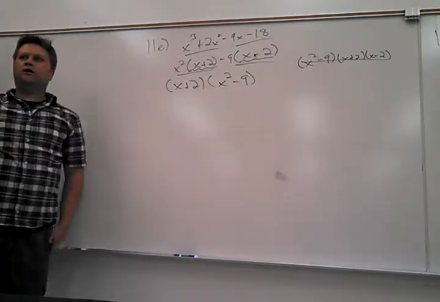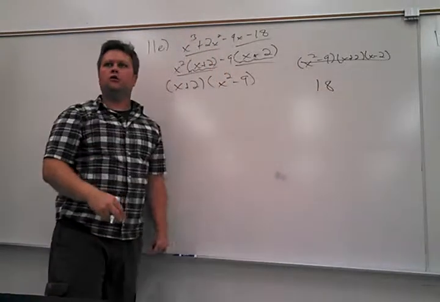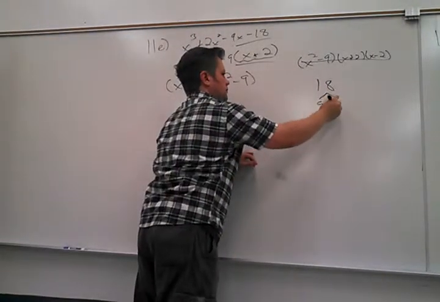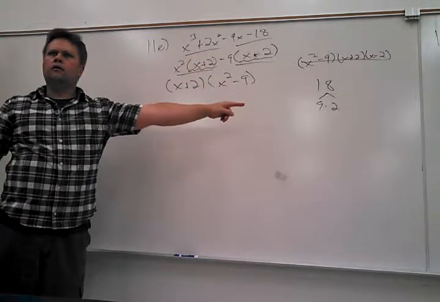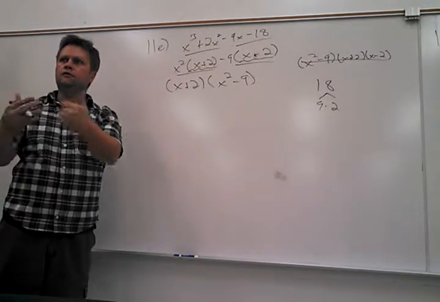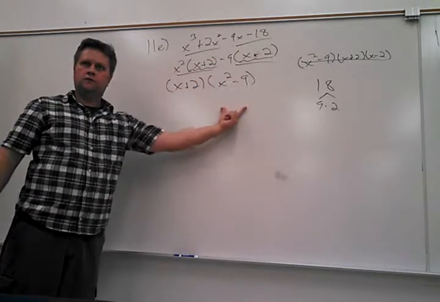Now, if you stop there, you've made the same mistake as if I asked you to factor 18 all the way, and you tell me it's 9 times 2 and stop. What mistake did I make? I didn't go all the way. 9 is 3 times 3. So here, I didn't go all the way, because this piece, I can go further.